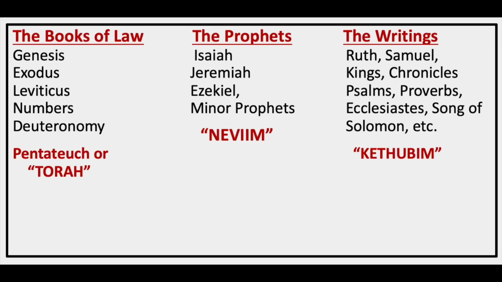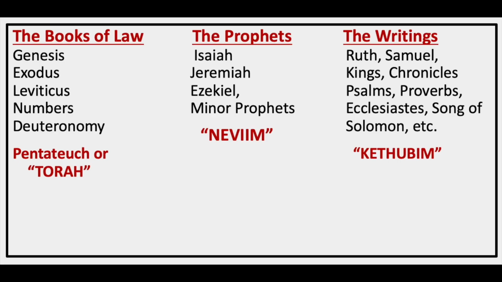The Old Testament is organized into several sections. First, books of law written by Moses. That's Genesis through Deuteronomy. Scholars call the books of law the Pentateuch. Jews call these books Torah. There are the prophetic books like Isaiah, Jeremiah, Daniel, and others. The Hebrew word for prophets is Nevi'im.